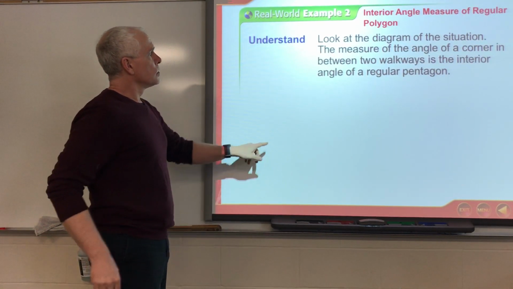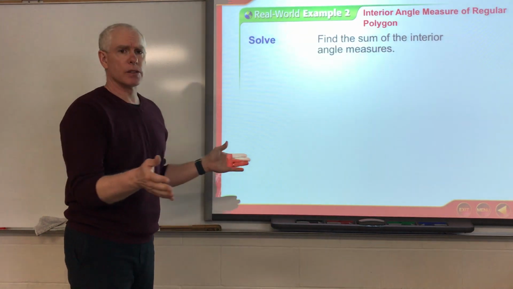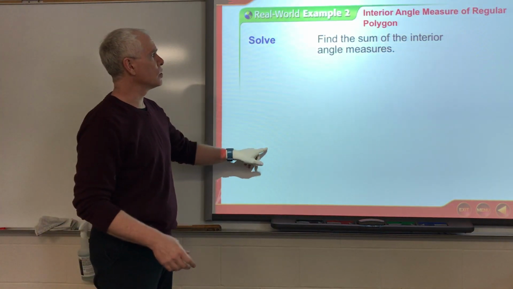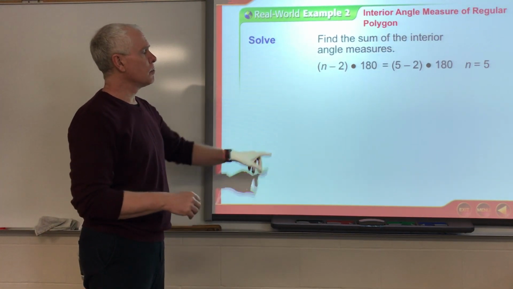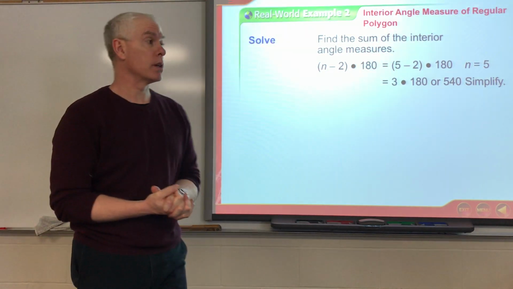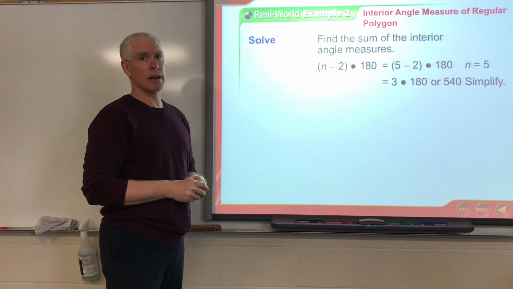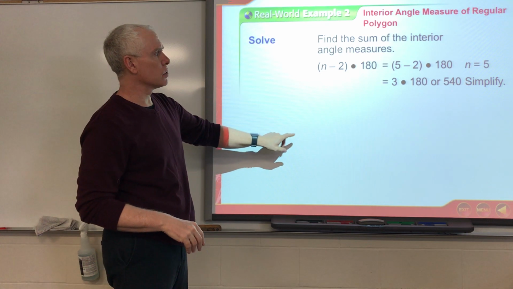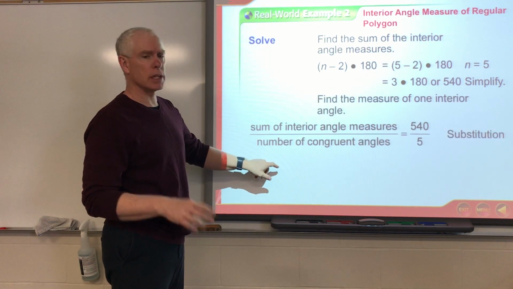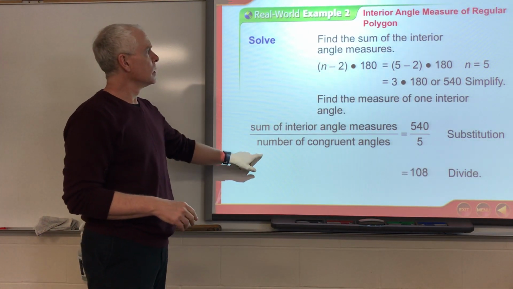Okay? So, find the sum of the interior angles of the pentagon. Well, that's n minus 2 times 180, and a pentagon has 5 sides, so 5 minus 2 times 180. We know that all 5 of those angles have to add up to 540 degrees. And since it's a regular polygon, all of the angles are going to have to be equal. I can divide that sum by 5, and I should get the measure of one interior angle, 108 degrees, okay?